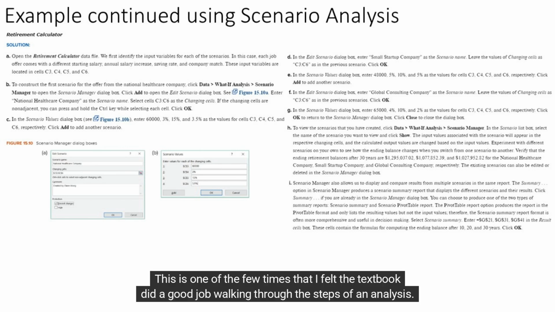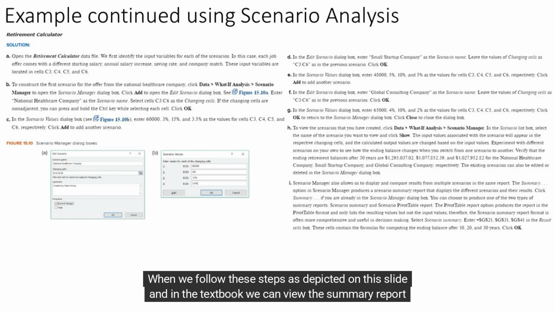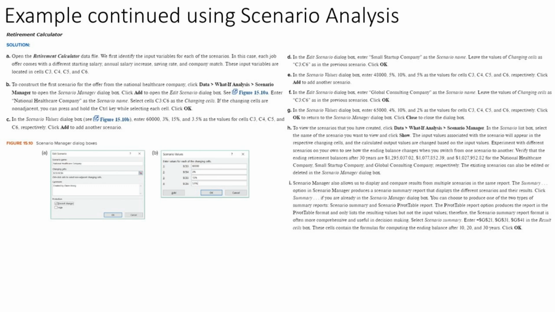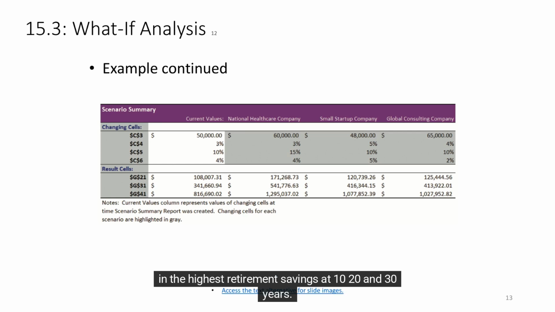This is one of the few times that I felt the textbook did a good job walking through the steps of an analysis. These steps are on page 602 in your book chapter. When we follow these steps as depicted on this slide and in the textbook, we can view the summary report to compare the job offers. In reviewing the scenario summary, we can see that the job at the National Healthcare Company results in the highest retirement savings at 10, 20, and 30 years.